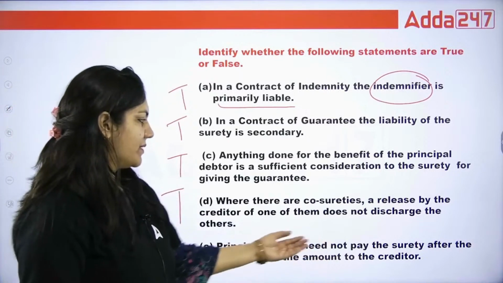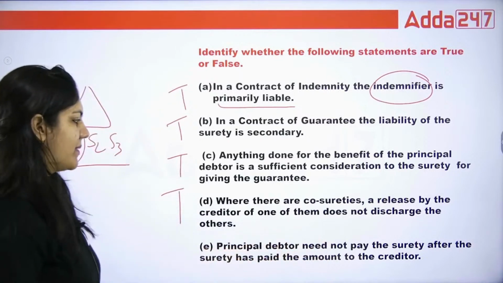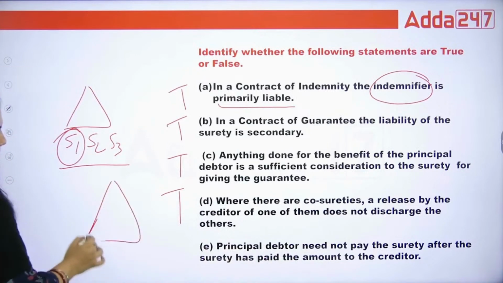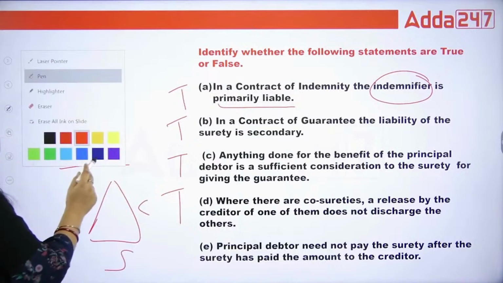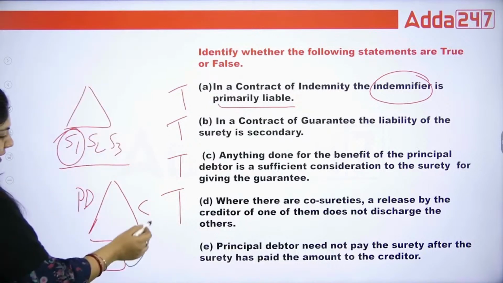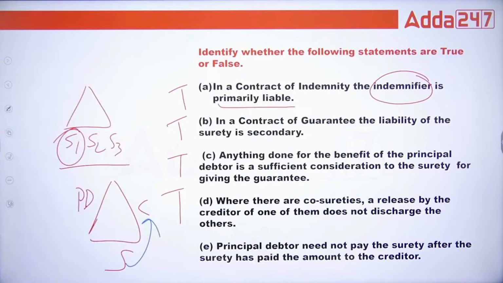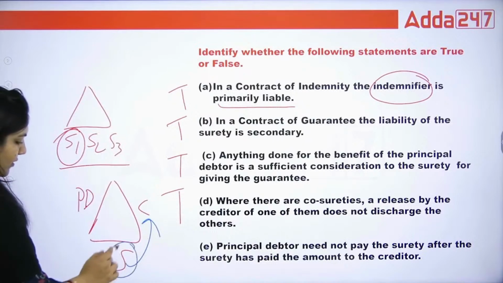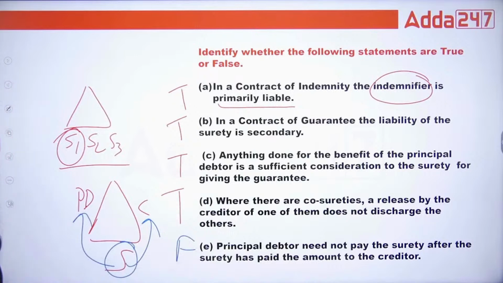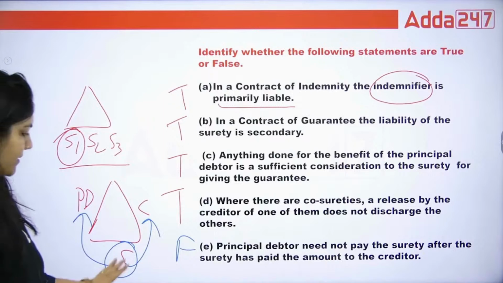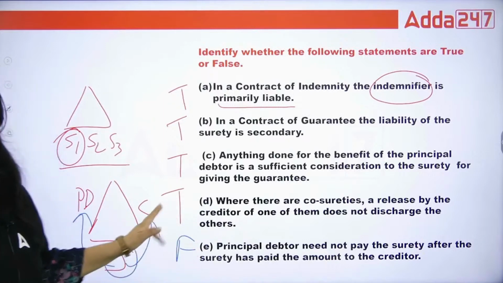The principal debtor need not pay the surety after the surety has paid the amount to the creditor. Why, class? Principal debtor, creditor, surety. In the given question it is written that if the surety has paid on behalf of the principal debtor, the surety will not demand money from the principal. This is absolutely false, because it is a right of the surety to demand the money from the principal debtor.